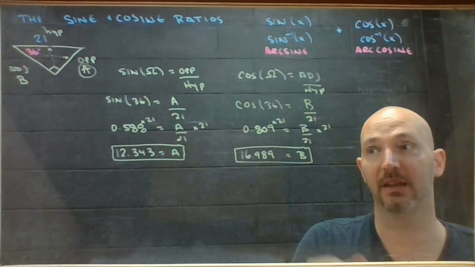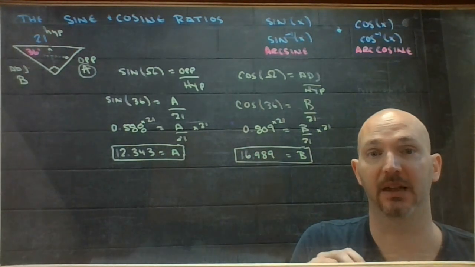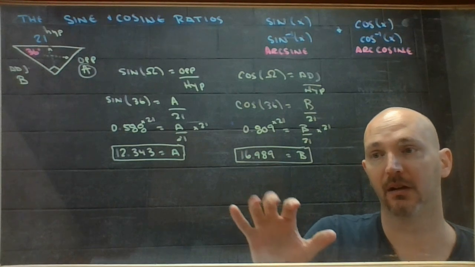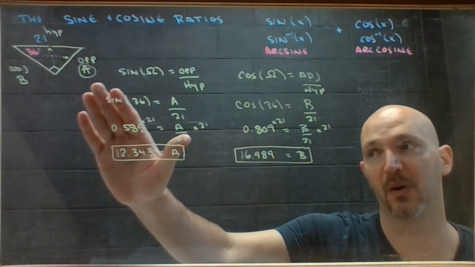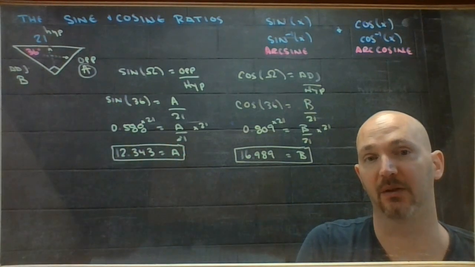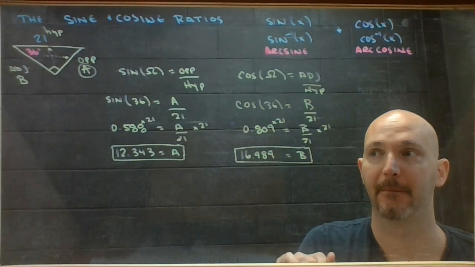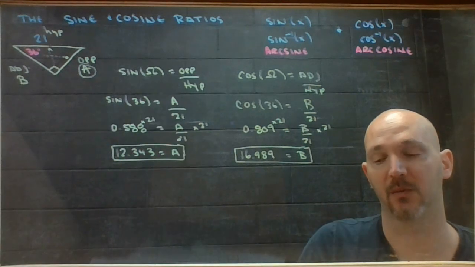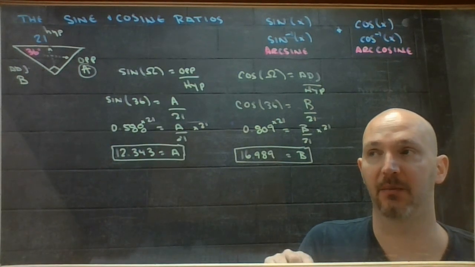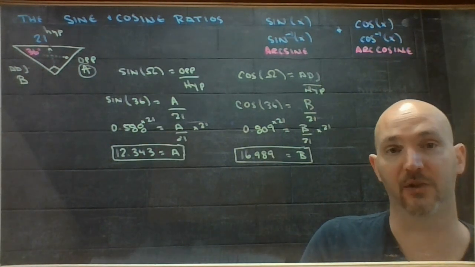So by using the sine and the cosine ratio together, you're able to get both of these sides for that particular triangle without having to do any extra work. I'm going to clean that off. We'll try one more example where we don't know the length of the hypotenuse, and then I think you're good for the practice problems.